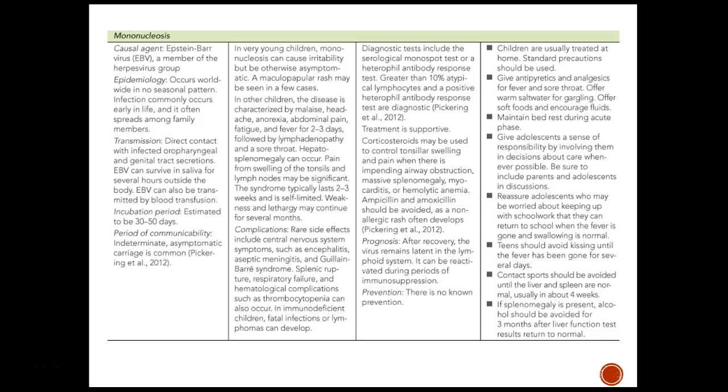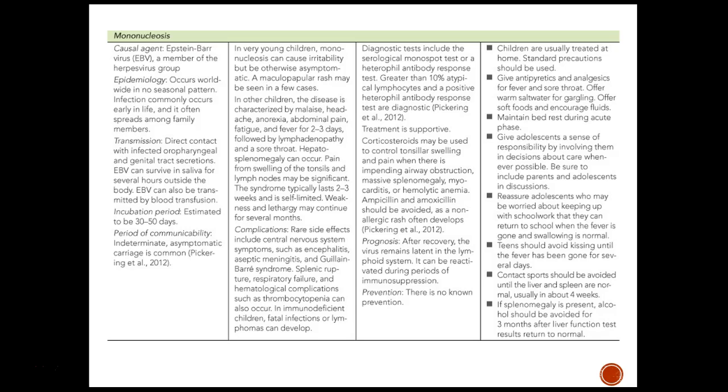Moving on to mononucleosis. This is another fairly common illness that we find in children. Sometimes we see this in adolescents as well. And you might have heard this called the kissing disease. It's caused by the Epstein-Barr virus, and that's part of the herpes group. It's spread through direct contact with infected oropharyngeal and genital tract secretions, which is why you typically see it in adolescents, your teenagers.